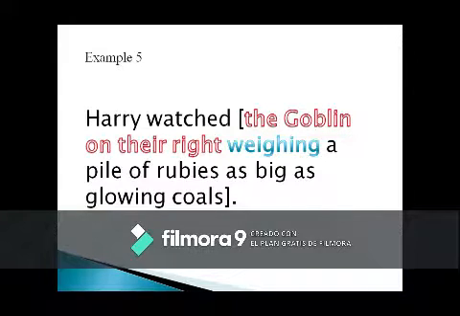Example 5. Harry watched the goblin on the right weighing a pile of rubies as big as glowing coals. In this instance, the perception verb is watched, that selects the small clause the goblin on the right weighing a pile of rubies as big as glowing coals. The small clause functions as the direct object of the verb watched. There is an explicit accusative subject, which is the goblin on the right, and the verb is weighing, that is in the ing form.